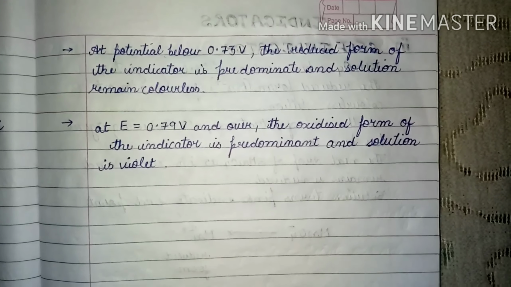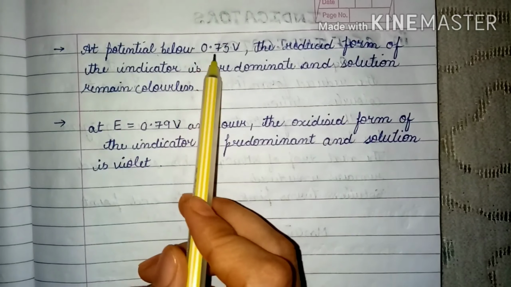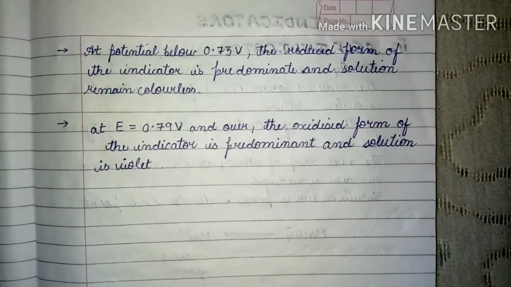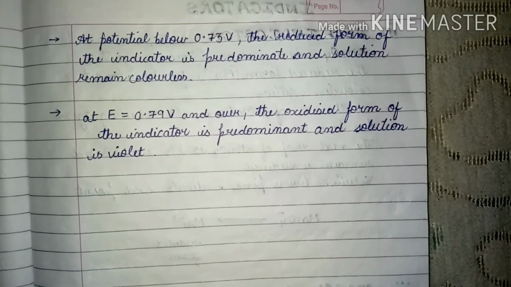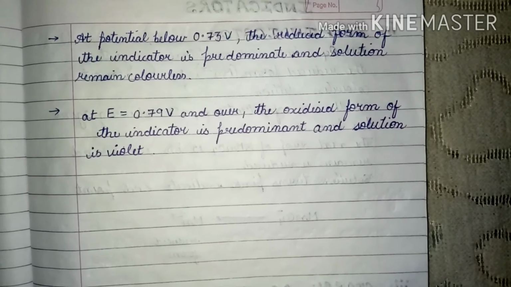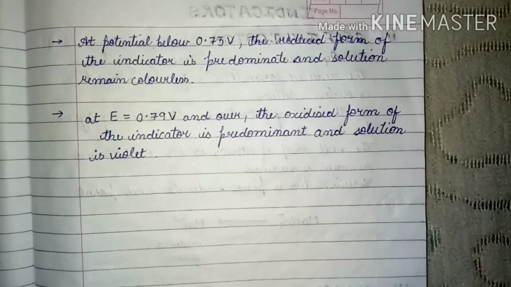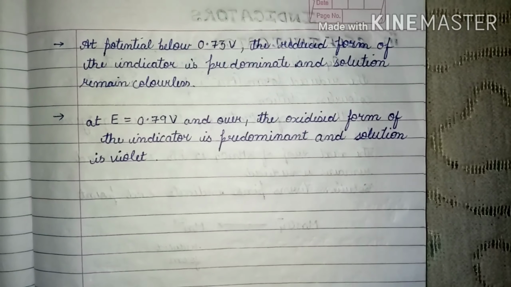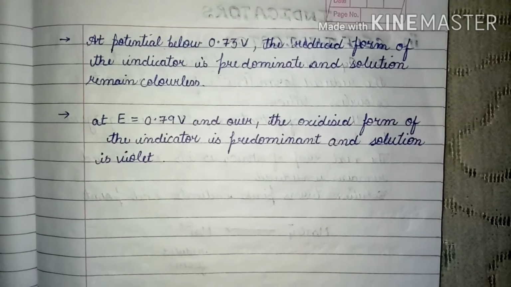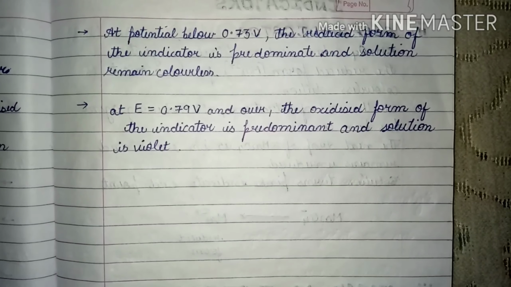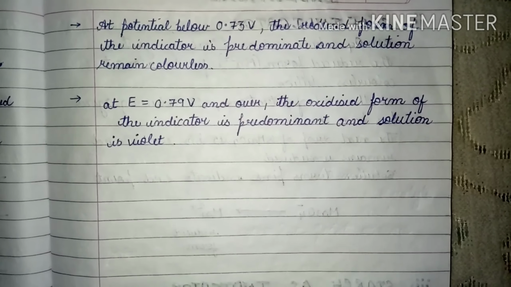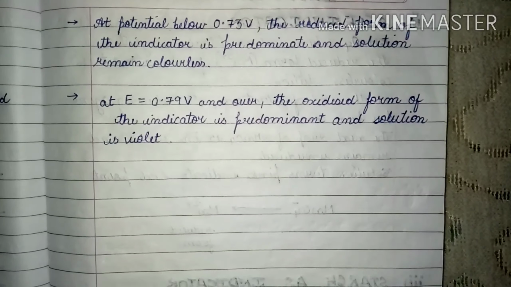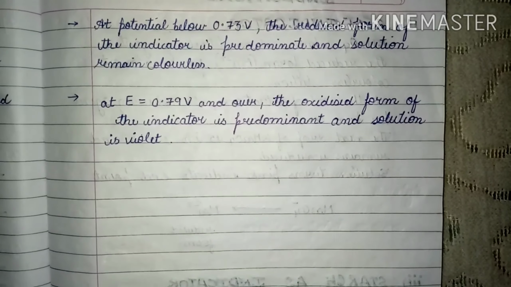So let's take an example. At potential below 0.73 volt, the reduced form of this indicator is predominant and the solution will remain colorless. Over this reduction potential, that is 0.79 volt, the oxidized form of this indicator will be predominant and the solution will be violet, and hence we can detect the endpoint of that reaction. So from this we can conclude that a change in reduction potential from 0.73 volt to 0.79 volt will be suitable for using this indicator, otherwise it will not give appropriate results.